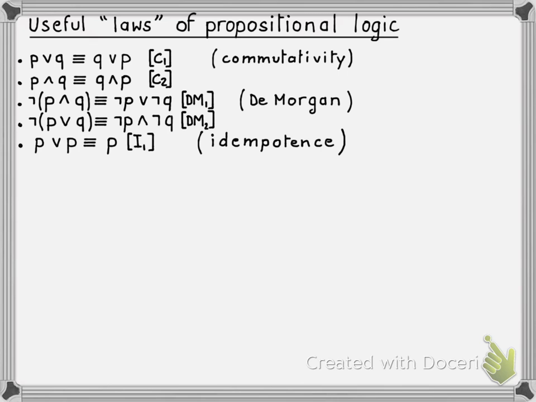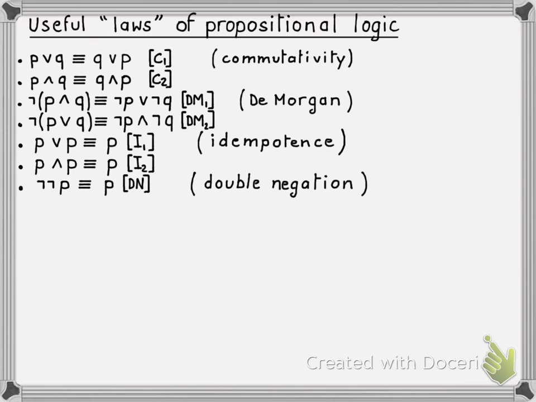And the same holds for conjunction, which gives us the second law of idempotence. P and P is logically equivalent to P. The next law is one that we discussed a couple times already, so I'll go really fast. It's called double negation, and it simply states that not not P is logically equivalent to P. In other words, you can always eliminate the double negations in any proposition.